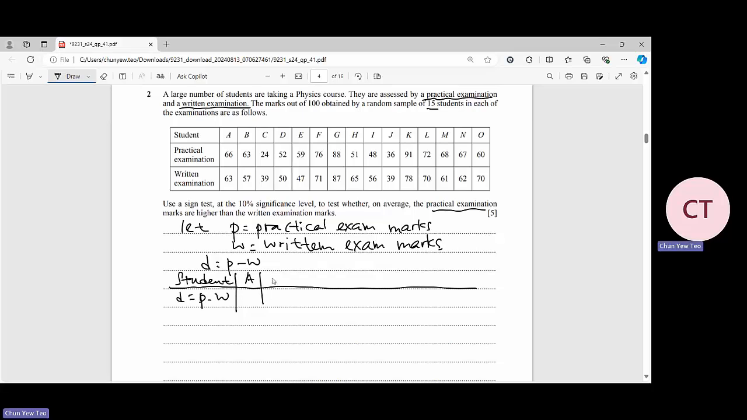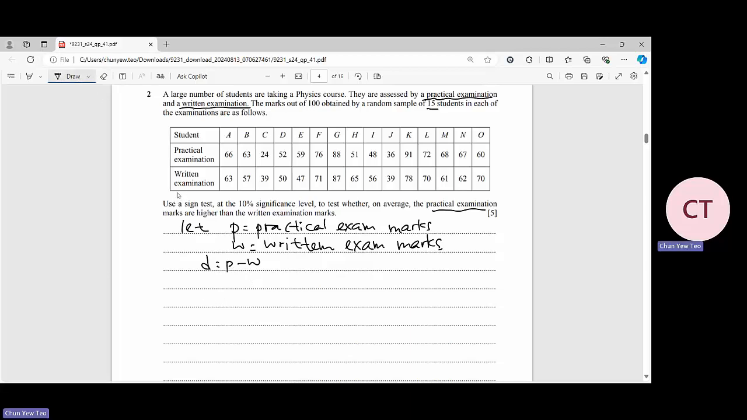We have students A, B, C, D, E, F, G, H, I, J, K, L, M, N, O. I think there is not enough space, so maybe I just make use of the table above to find the signs. That will be easier for me.